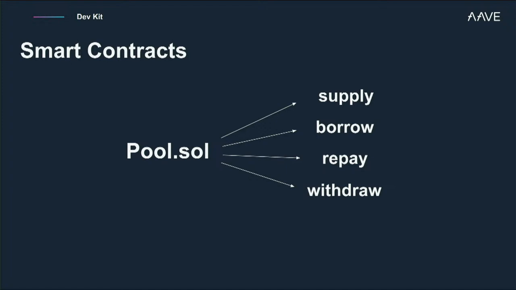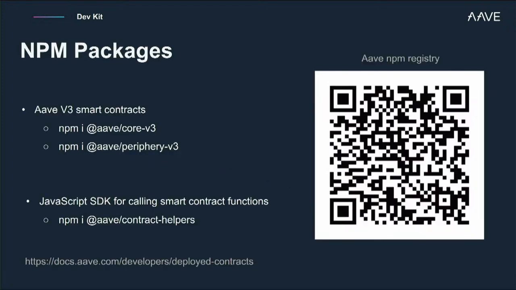So if you want to interact with the AAVE protocol, you should take a look at this contract and start talking with it, basically. If you are writing smart contracts, I encourage you to take a look at these two NPM packages, the AAVE core V3 and also the AAVE periphery V3. If you want to talk with the pool contract, you should use the core package. And if you want to interact with the rewards, with the treasury contracts, with UI adapters, you should use the periphery one.